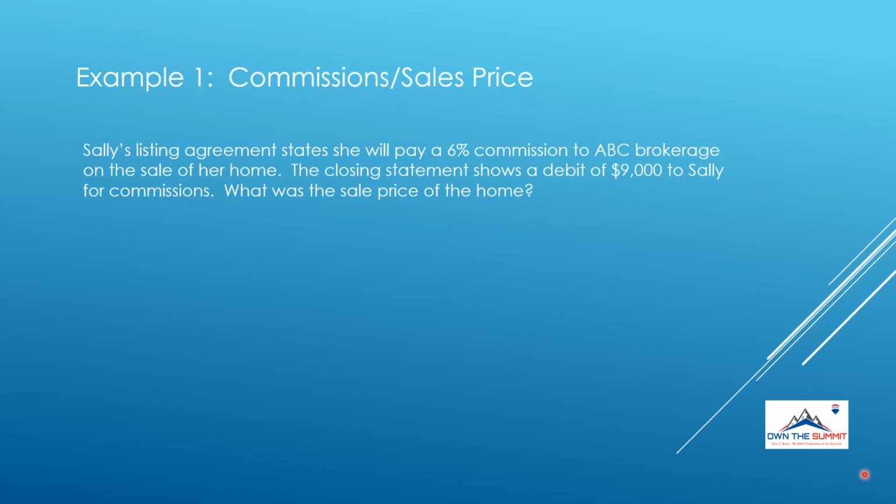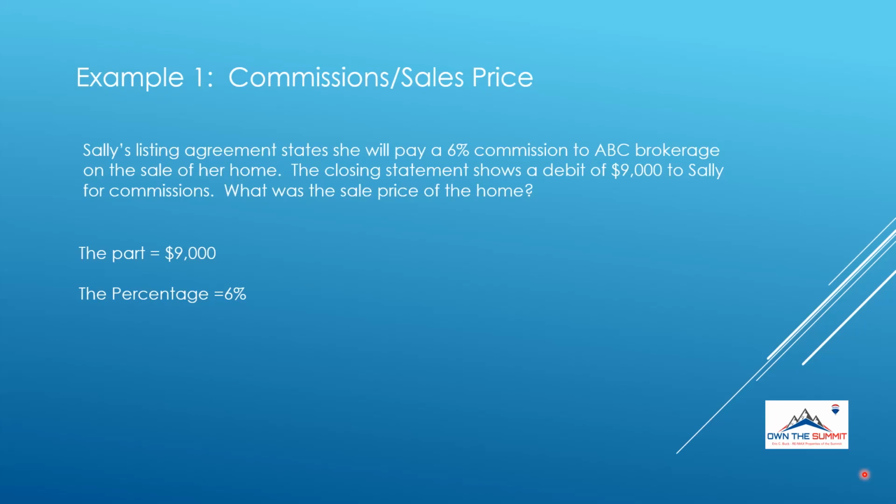So let's look at our first example. Sally's listing agreement states she will pay a 6% commission to ABC Brokerage on the sale of her home. The closing statement shows a debit of $9,000 to Sally for commissions. What was the sales price of the home? Well, the part is the $9,000. That's the commissions. The percentage is 6%. That was the commission rate.